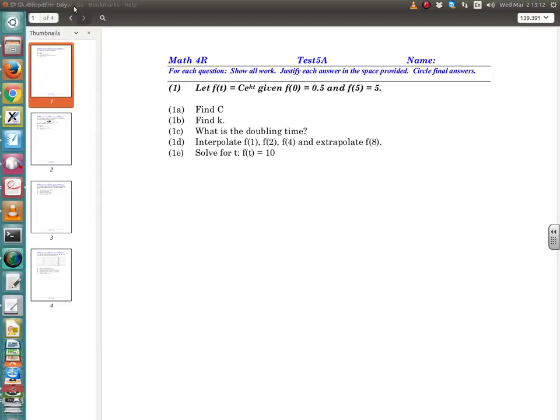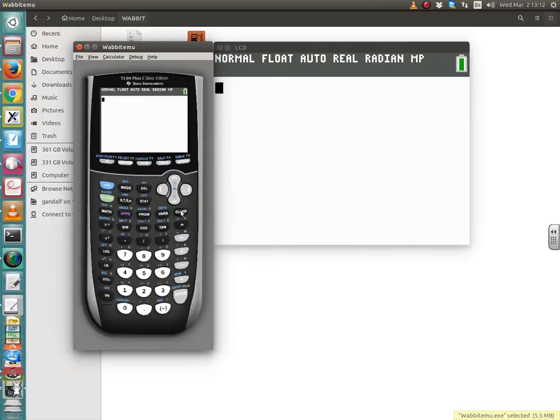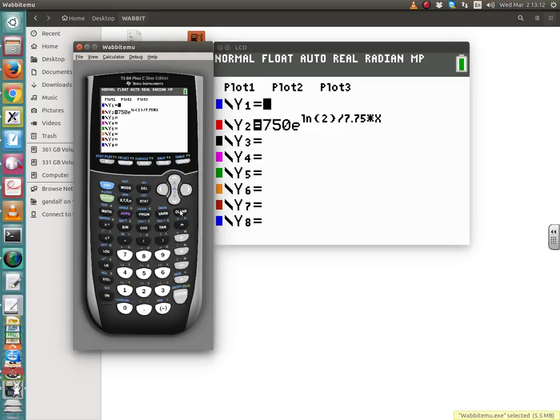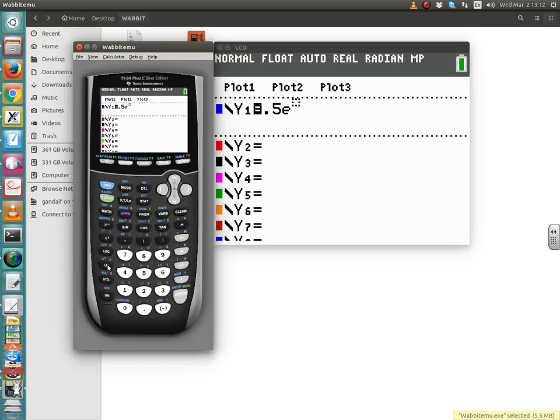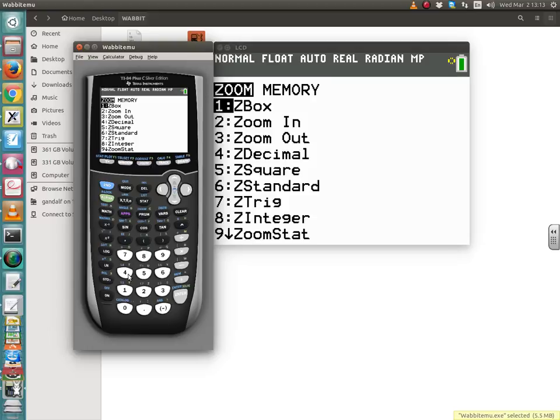For fun, why don't we put it into y equals? Clear this, put in 0.5 e to the ln of 10 over 5 times x. You could do an alpha y equals for this if you want. All right, so it starts at 0.5, and it doubles in about 1.5. You could graph this. Let's do a zoom 4.